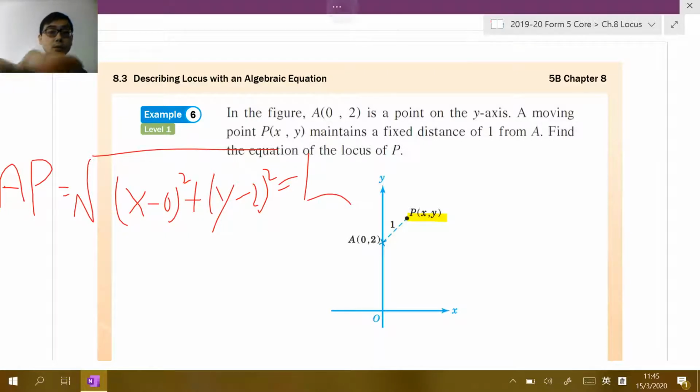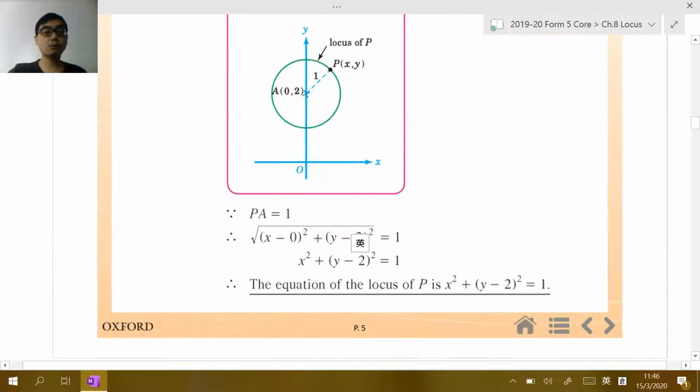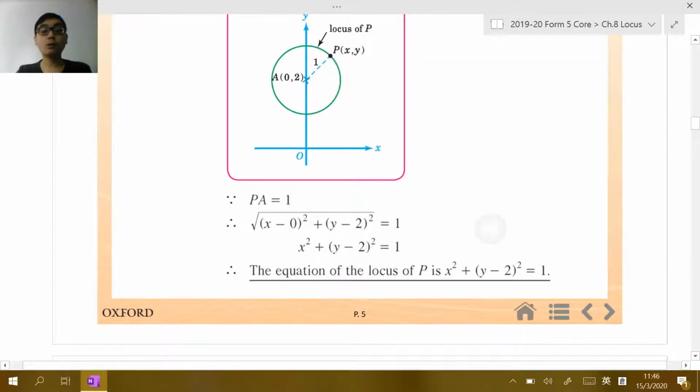So what we need to do is work on it. You can see the book just writes it very easily: you start with the equation, the distance formula. After you simplify it, you can see this is exactly the equation of a circle. But it's not unfamiliar, because you just learned it in chapter 7, when we talked about the equation of a circle, we also started from the distance formula.